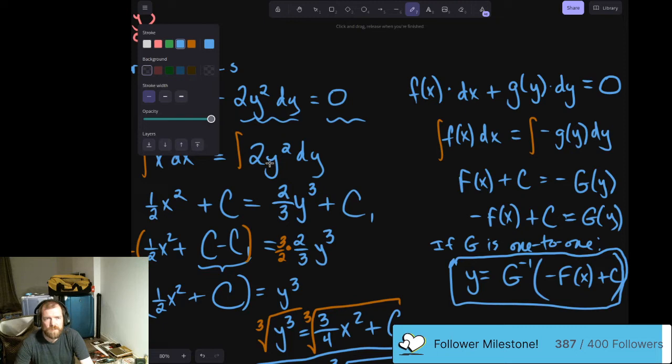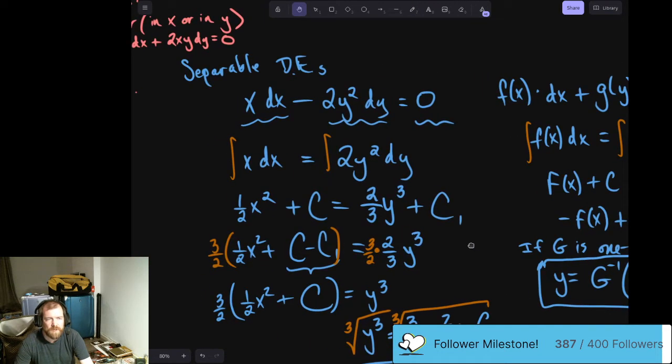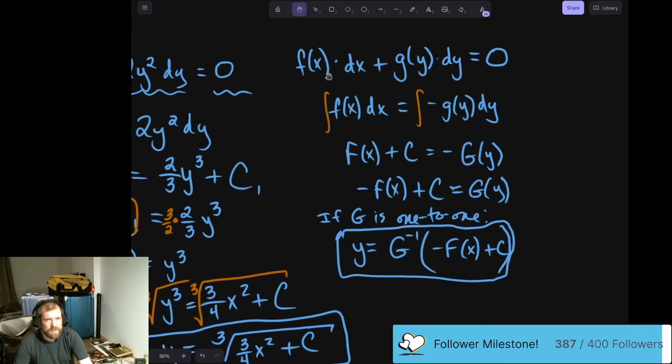Okay. So we have here, generally speaking, separable differential equations can be solved by separating those things and then doing the thing.